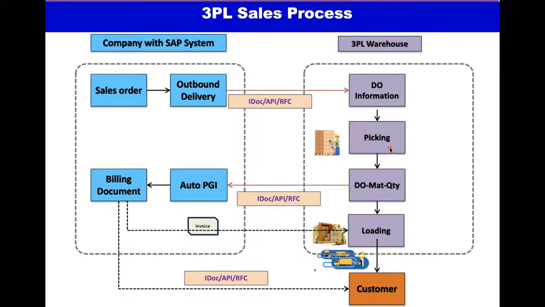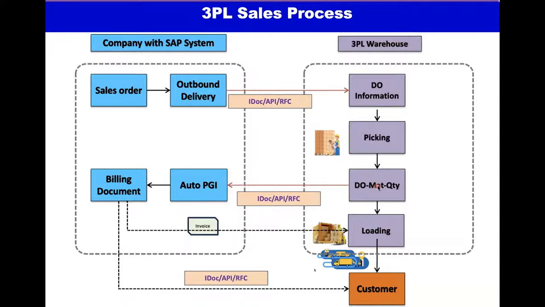Okay. So picking is completed, and when they want to ship, the loading is initiated. You can say this is the goods issue process in their system. Once the goods issue is initiated via API, RFC or IDoc, the DO, the delivery number, how much material, the quantity, all the information will be sent to SAP. Based on that information, auto PGI will be posted.